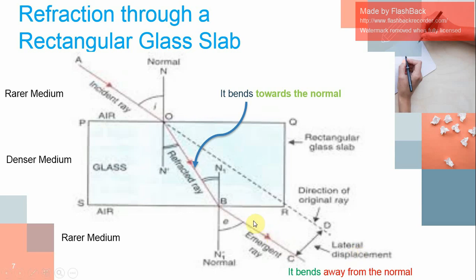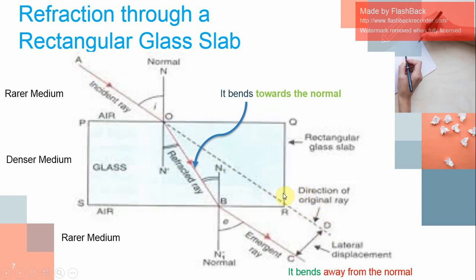This is the emergent ray. The angle between the normal and the emergent ray is called the angle of emergence. This angle is the same as the angle of incidence, which we already discussed in the mathematical concept. Let us consider that if there is no glass slab, the light travels from A to O and then along the dotted line and reaches D. This is a direct line.